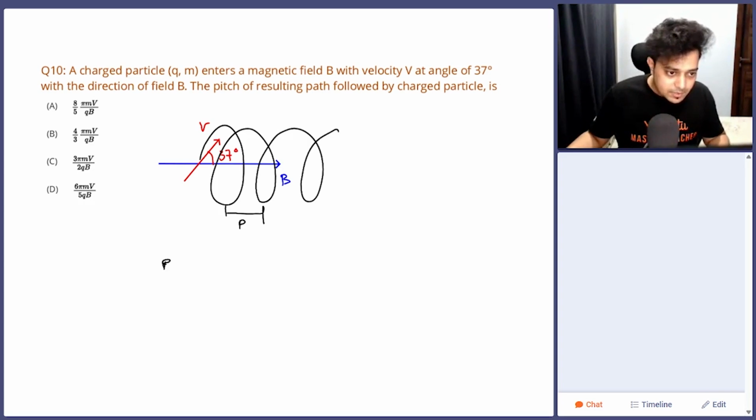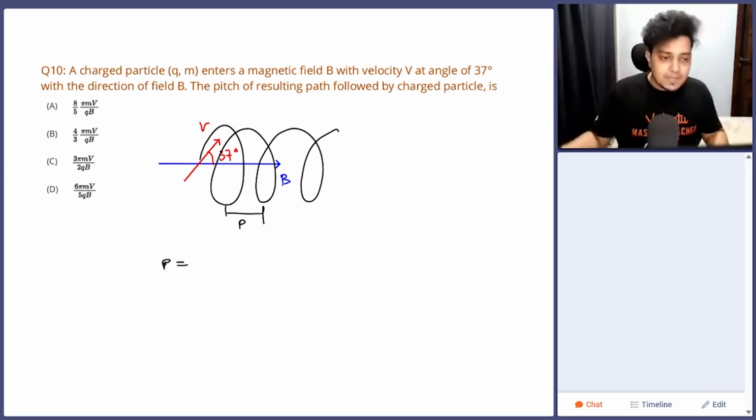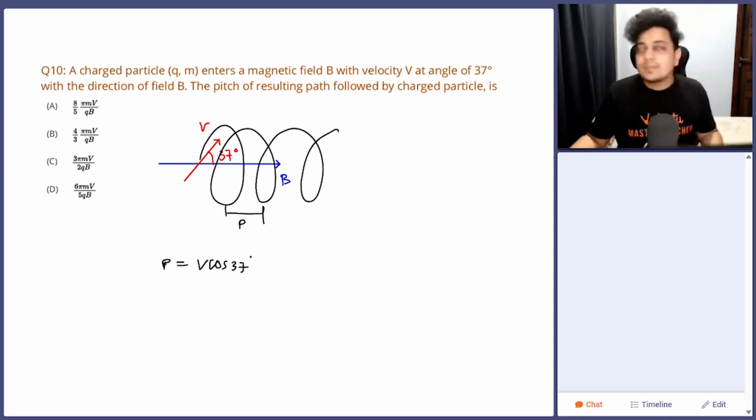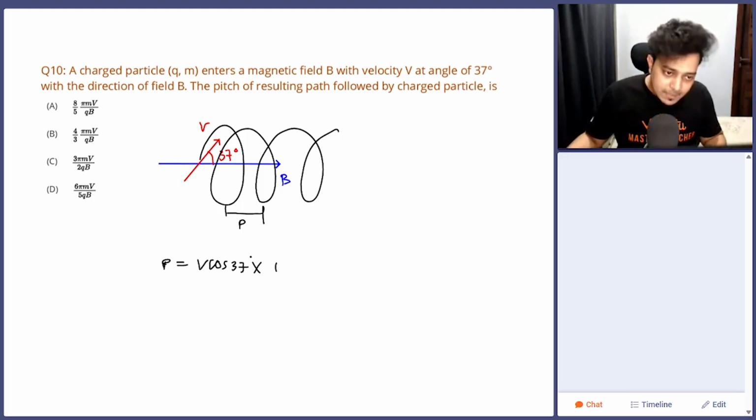This is the pitch, which is equal to the component of the velocity in the direction of the magnetic field, that is v cos 37, multiplied by the time period. That is the time required to complete one round. So the time period is 2 pi m by qB.